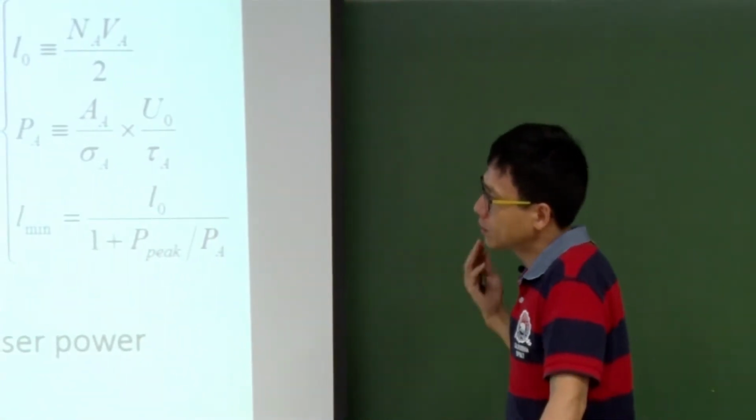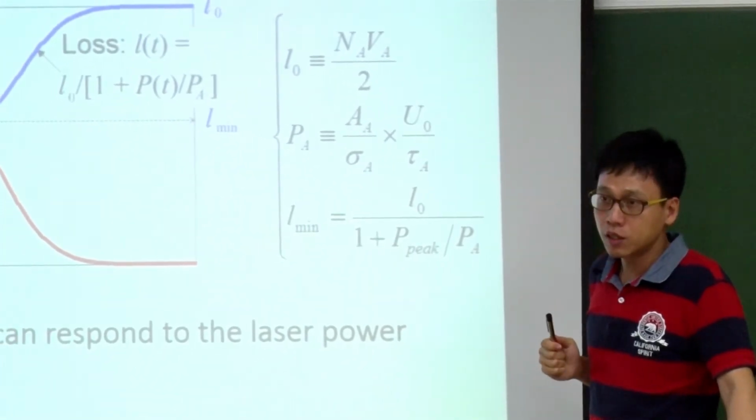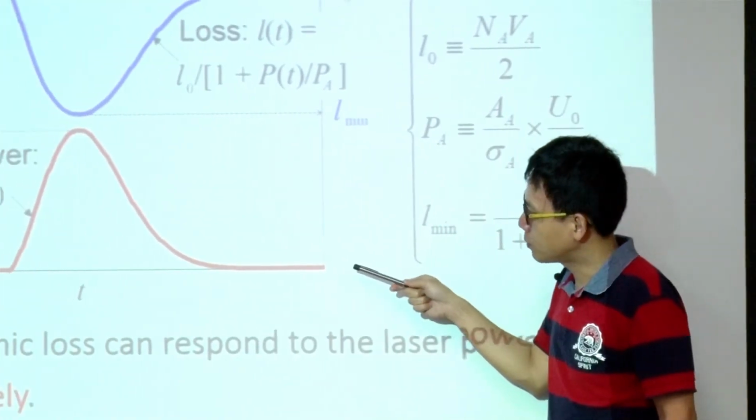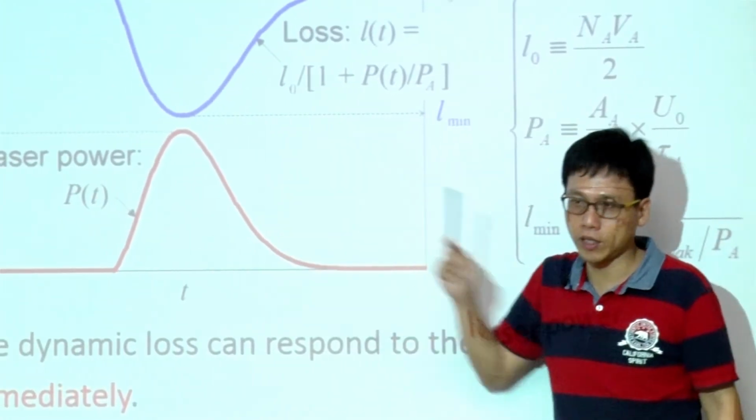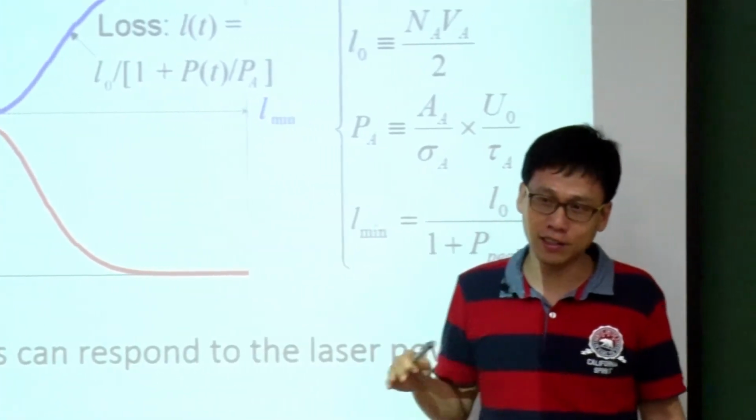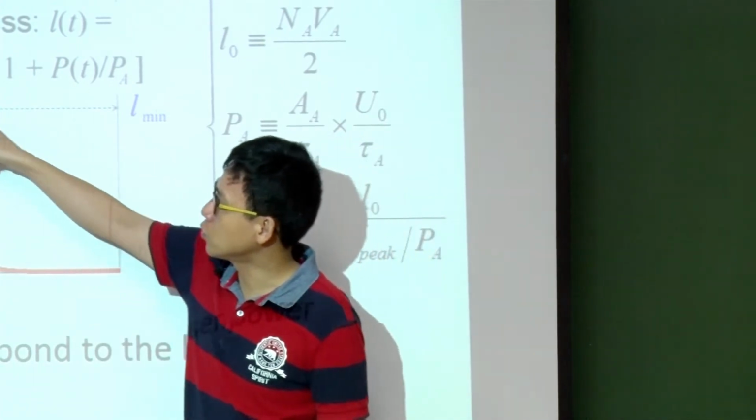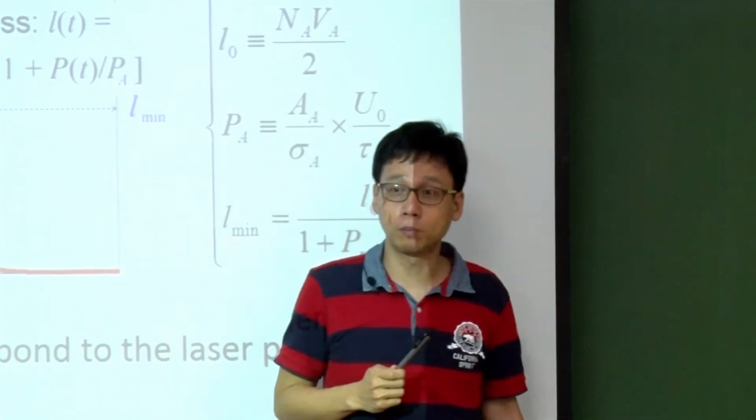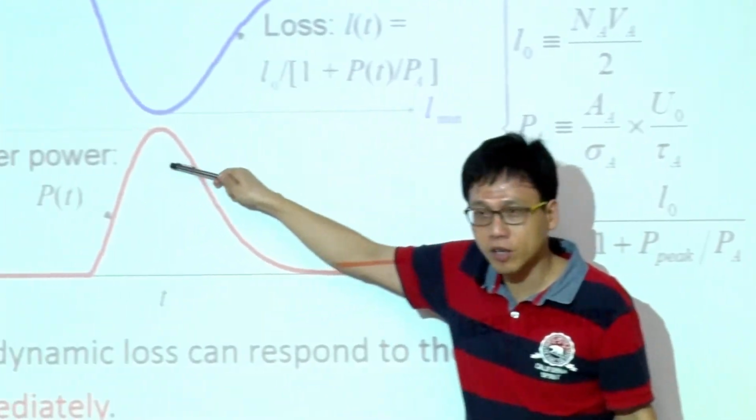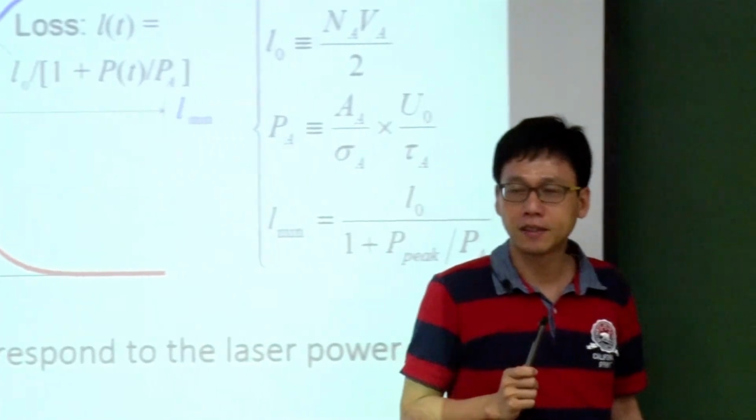So anyway, the dynamic loss can respond to the laser power immediately. Roughly speaking, the shape of the pulse, the red curve, can be, not exactly but quickly, manifested in your dynamic loss curve, the blue curve. So whenever your pulse shape has some small change, you can tell from the blue curve.